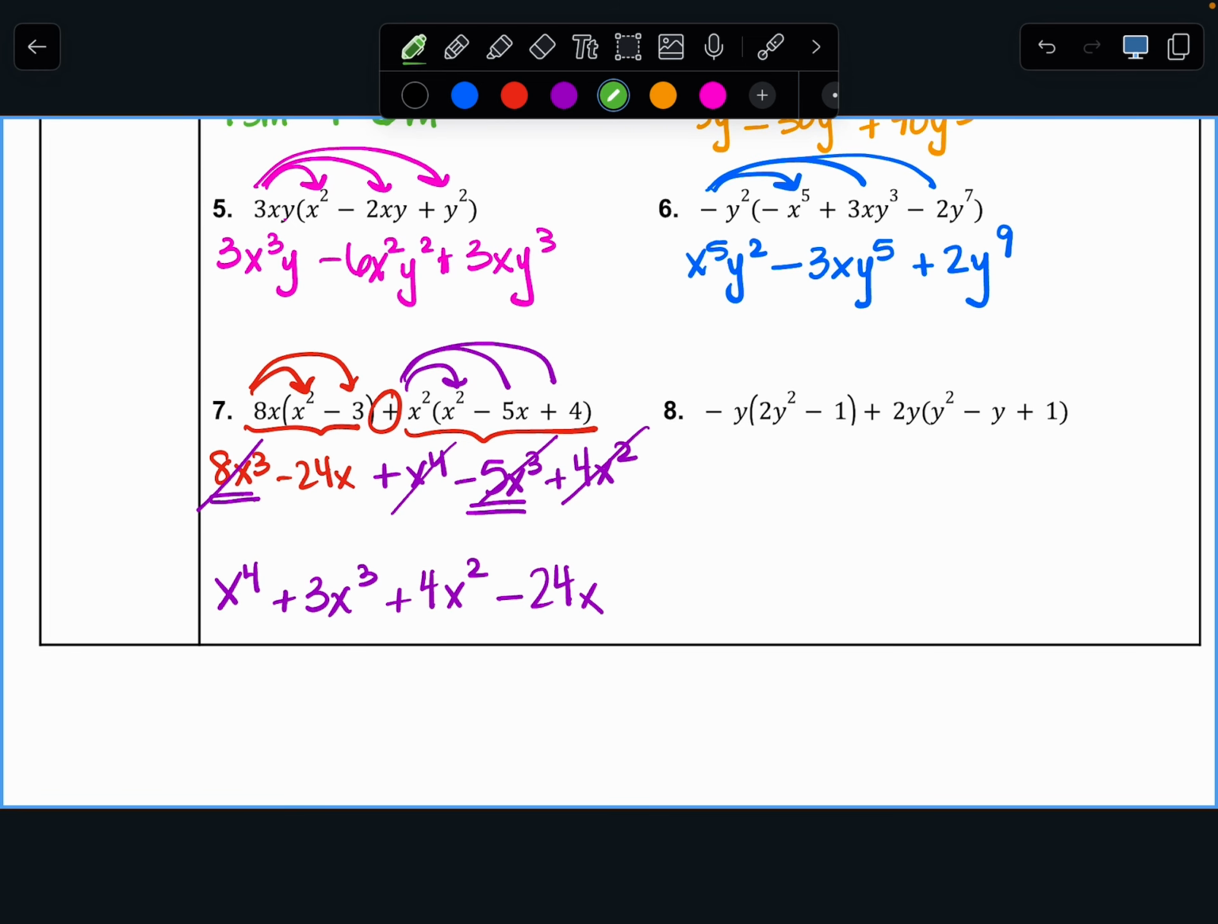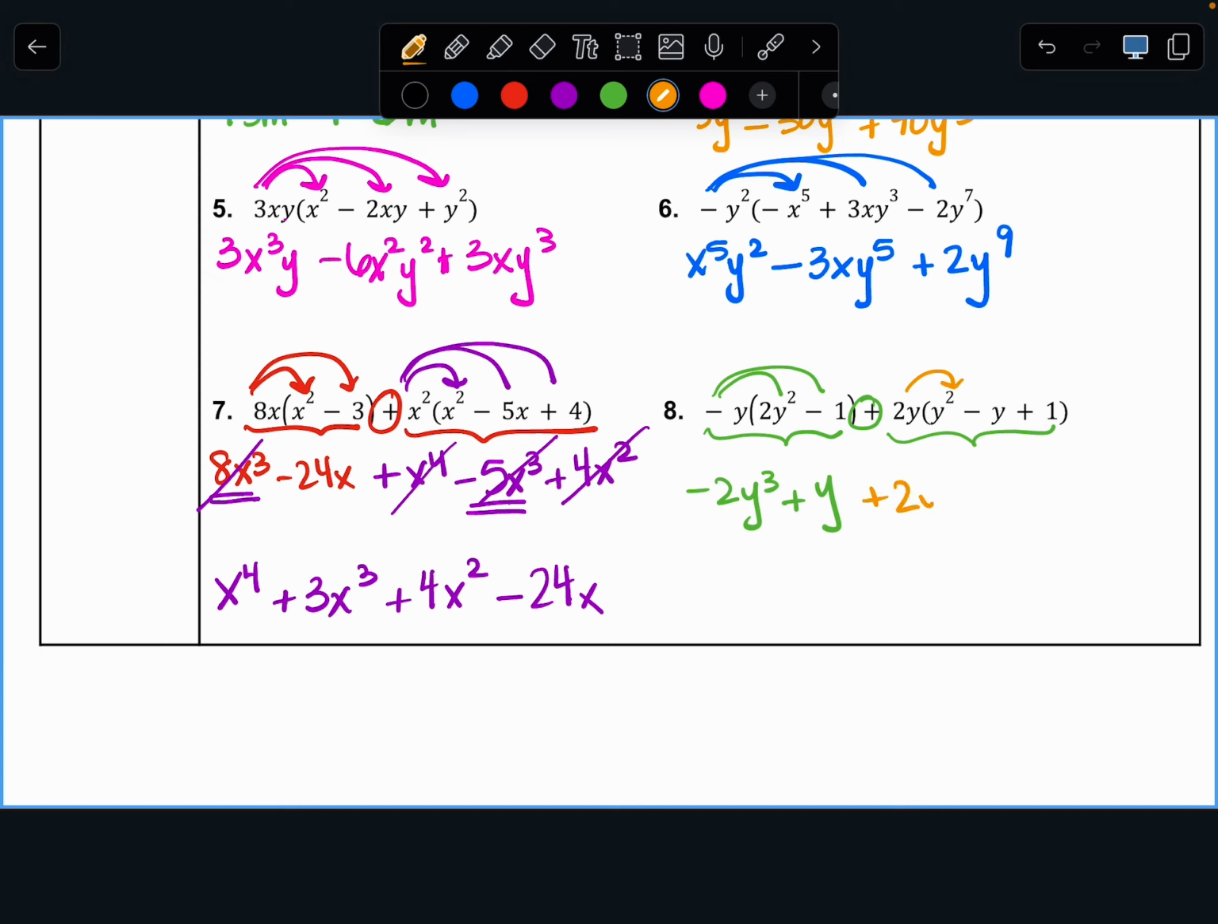The same thing is true for this one. There's a distribute there, and then I'm going to add something here, so I need to do it separately. So negative times a positive, that's negative 2y cubed, and a negative times a negative is plus y. And then we do this one, 2 times y squared.